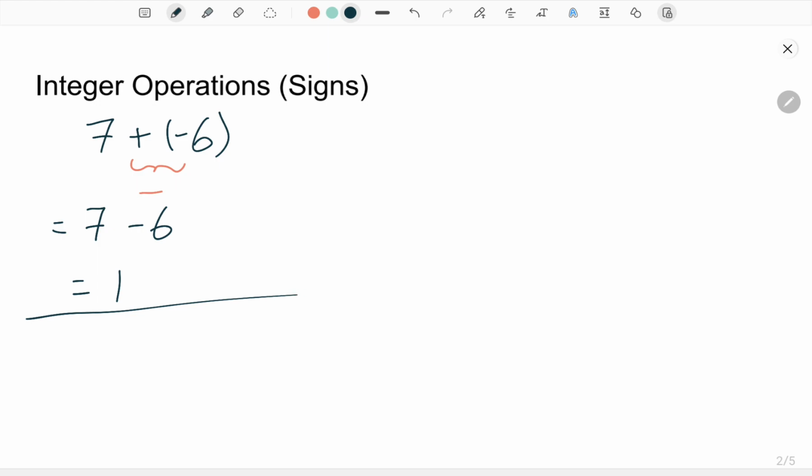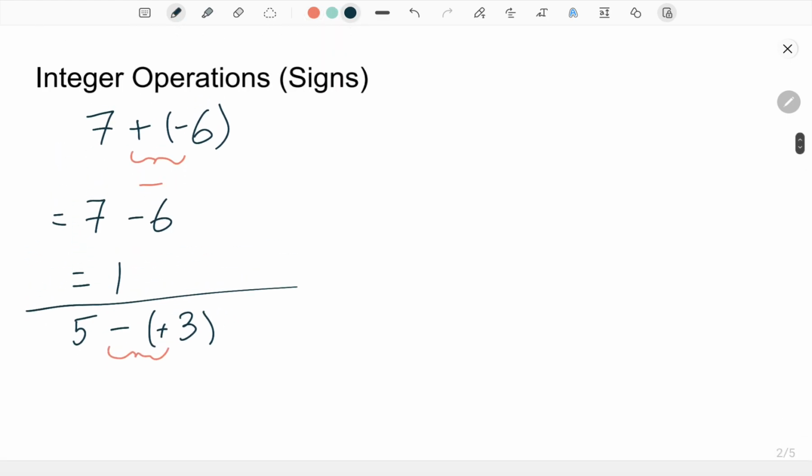Or let's take a look at another example. 5 minus positive 3. Again, if you have opposite signs, well, that becomes a negative sign. So it's the same as just saying 5 minus 3, like that, which is 2.